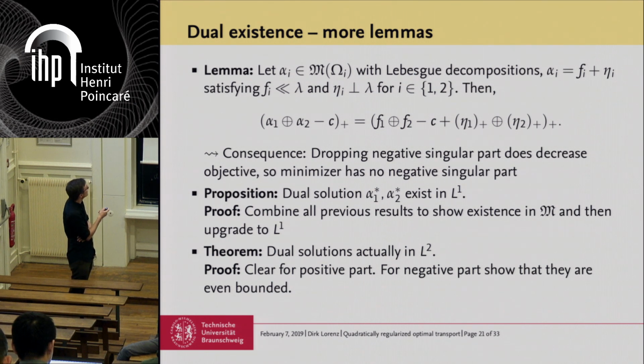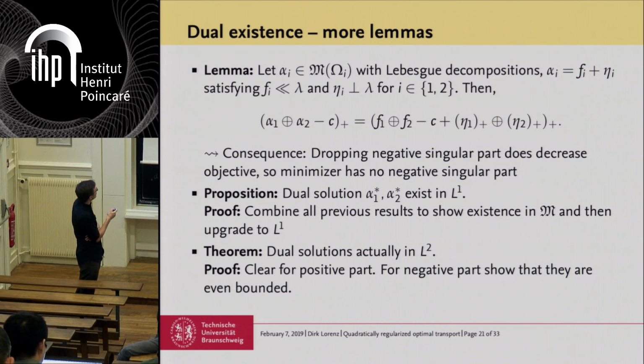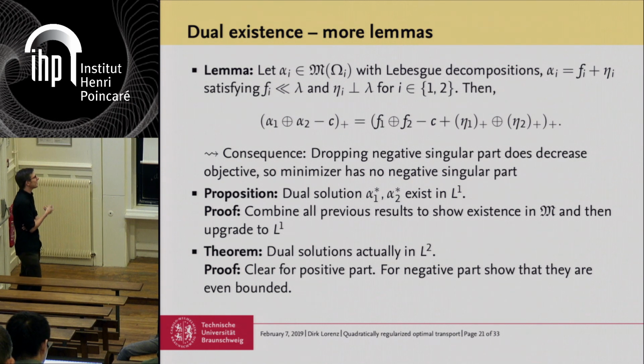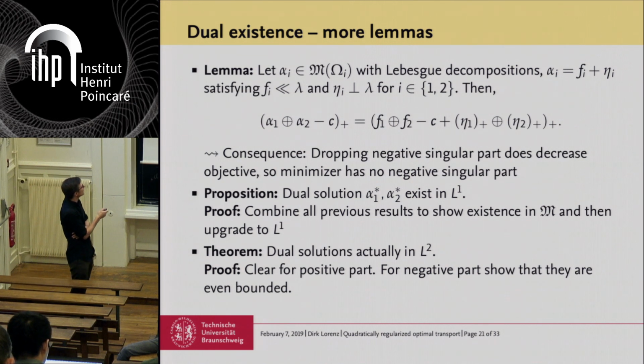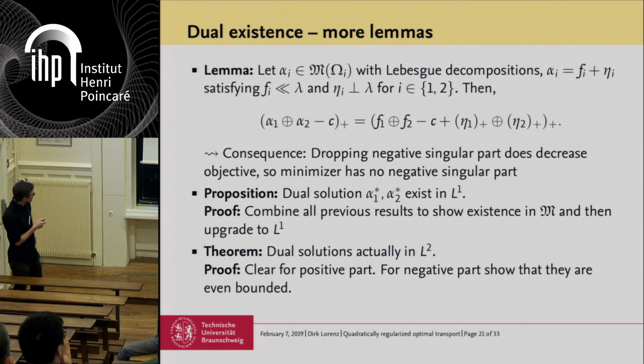It does not alter the part which depends on this part here, and it makes the other part smaller, so it does not increase the other part. So you can conclude that the minimizer indeed does not have a negative singular part. And then you're in business almost. Then you see that you have dual solutions in L1, and by combining all the previous results we had, you can even prove the dual solutions are actually in L2. It's clear for the positive part, and for the negative part, you know it's an L1 function, and you can show that they're even bounded.